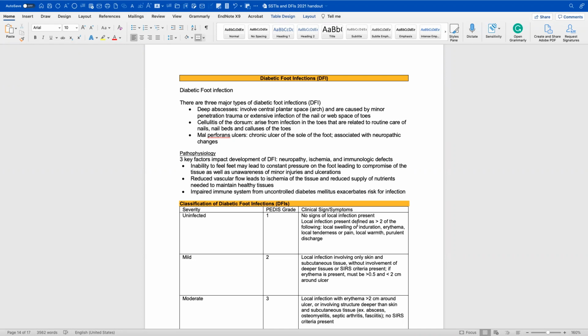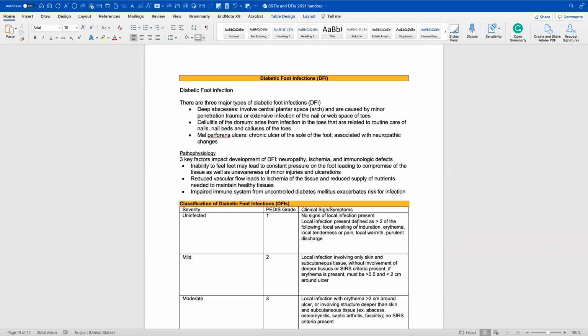So there are 3 major types of diabetic foot infections. You can have deep abscesses, which then involve the central plantar space or the arch, and are caused by minor penetration traumas or extensive infection of the nail or web space of the toes, which is oftentimes why, if someone has diabetes, you will check their feet. So you can have cellulitis of the dorsum, which arises from infection in the toes that are related to routine care of the nails, nail beds, and calluses of the toes.